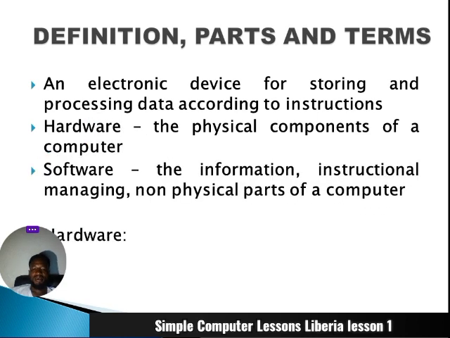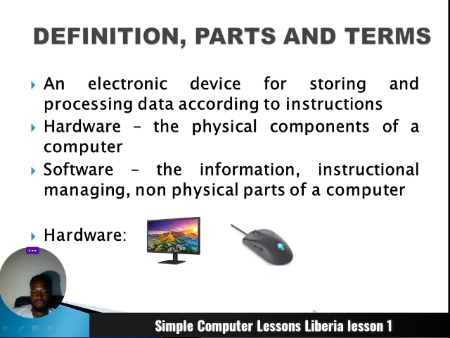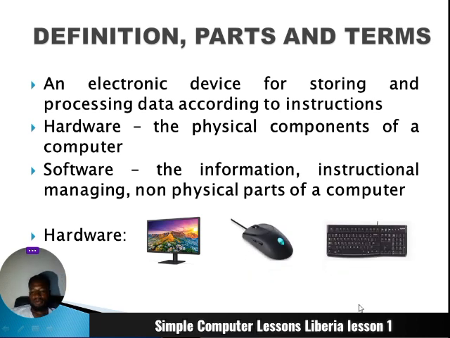So here we have come to give a few examples of hardware that you can see, touch, and maybe do some other things with, like this is the monitor, then the mouse, then the keyboard. These are physical components of a computer. These are hardwares of a computer that you can see and touch.